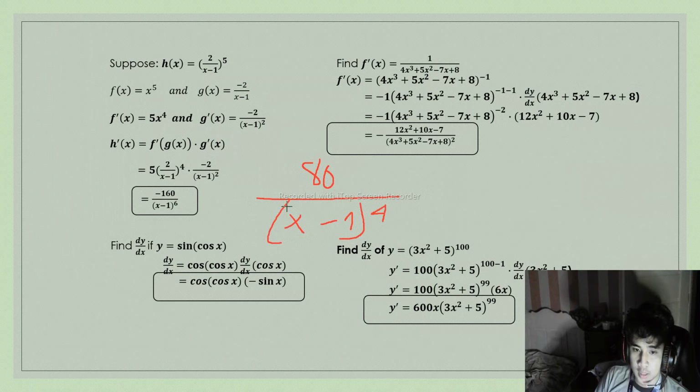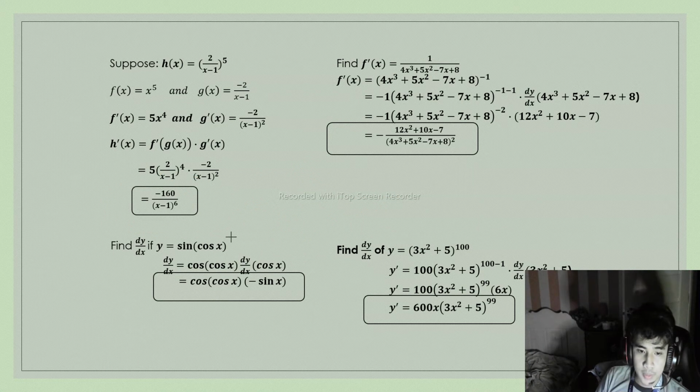Tapos pwede na lang siyang i-multiply dito. So magiging sagot natin ay negative 160 over x minus 1 quantity raised to 6. Tapos dito naman tayo sa derivative of y. We need to find the derivative of y is equal to sine quantity cosine x. So, una, chain rule. Power rule. Ang derivative ng cosine x ay negative sine x.